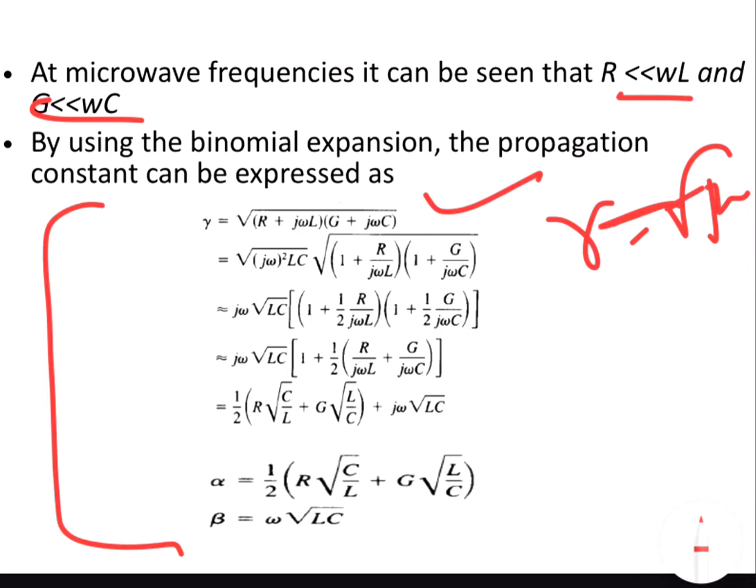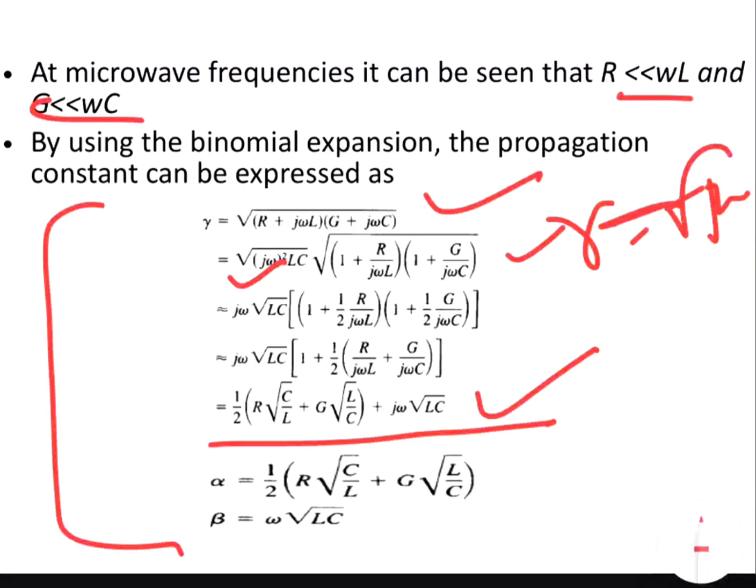Further substituting with the basic equations, we can also get gamma is equal to root of (j omega) square LC into root of 1 plus R by j omega L plus G by j omega C. Further by substitution, once again we arrive at the final equation where gamma is equal to 1 by 2 R into root of C by L plus G into root of L by C plus j omega into root of LC.